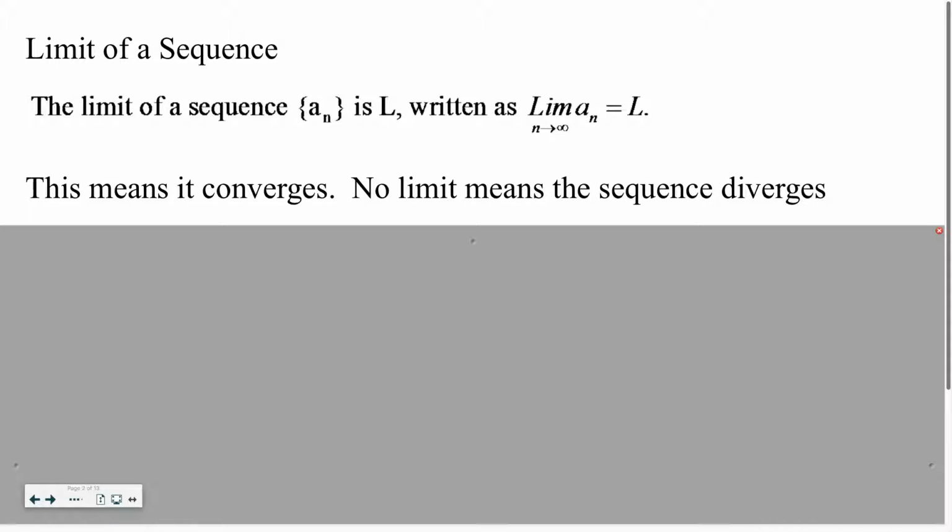If we actually get a number, then the sequence converges to that number. If we get infinity or doesn't exist, then that means the sequence diverges. You're going to see infinity happen more often than doesn't exist. But if you imagine a sequence like 2, 4, 6, 8, 10, 12, that's just going to keep growing and growing and growing. So it's diverging because it just continues to grow and grow.